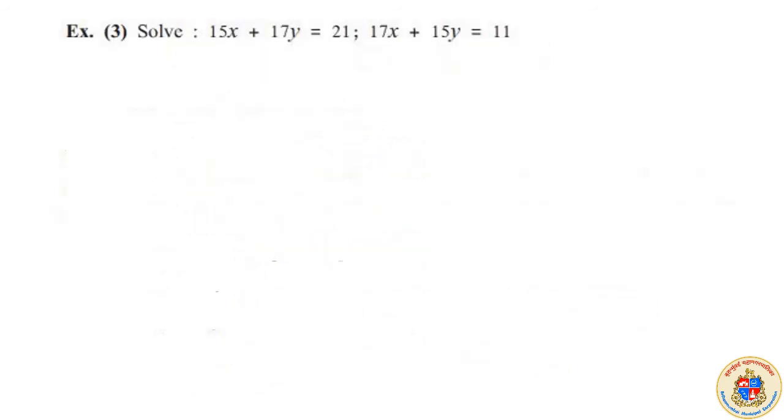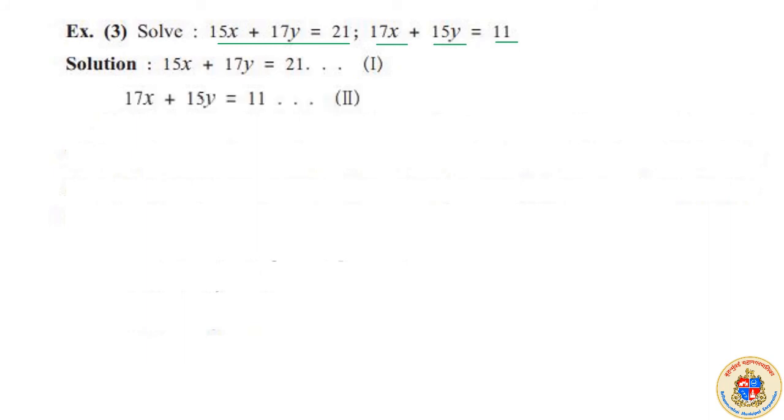Another example is given to make you understand another concept in the case of linear equation in two variables. The example is 15x plus 17y is equal to 21, 17x plus 15y is equal to 11. देखने में ही कुछ 17 15 का खेल चल रहा है, दिख रहे हैं ना. इधर 15x, इधर 15y, इधर 17y, इधर 17x. सीधा सीधा दिया नहीं है, कुछ तो गड़बड़ उल्टा पुल्टा दिया है.